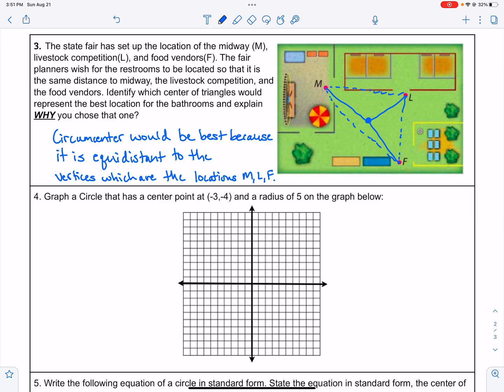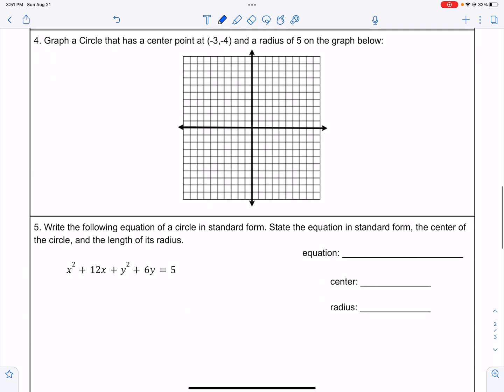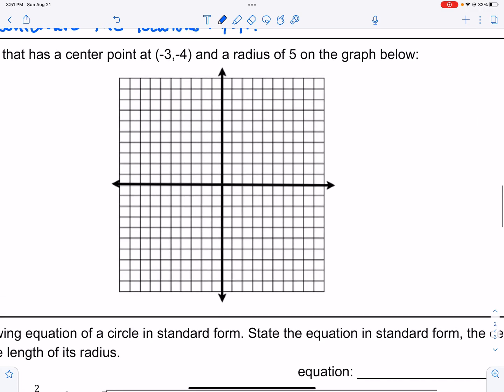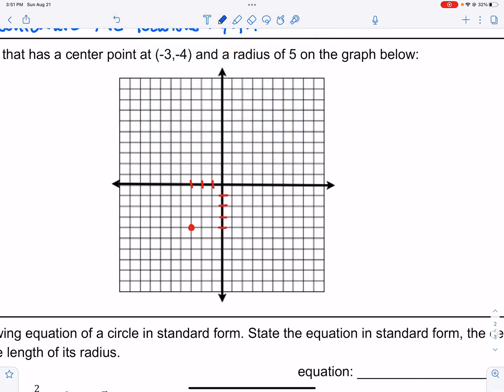All right, number 4 says to graph a circle that has the center point at -3, -4, and a radius of 5 on the graph below. So let's go to -3, -4, and plot the center. So we got to go left 3 and down 4 and plot the center point. And then a radius of 5 means go from your center point in each direction.